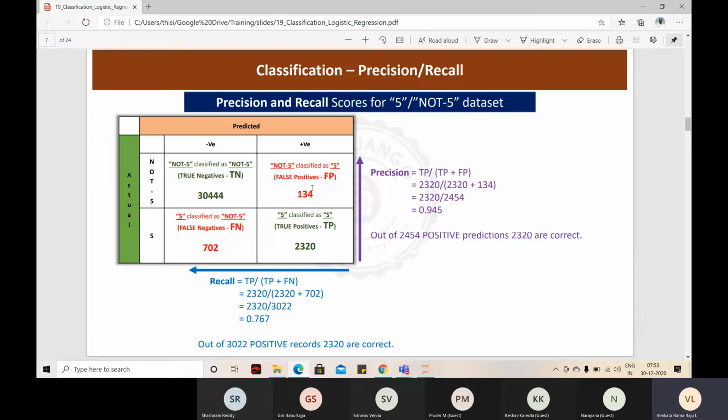If this number is 0 here, how much is the precision? 100%, right? If you suppose that this is a healthy food classifier, if you look at this number, what is it doing? What is this count in a healthy food classifier? No, from what business point of view am I talking about?